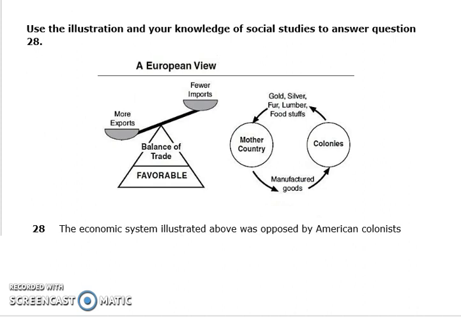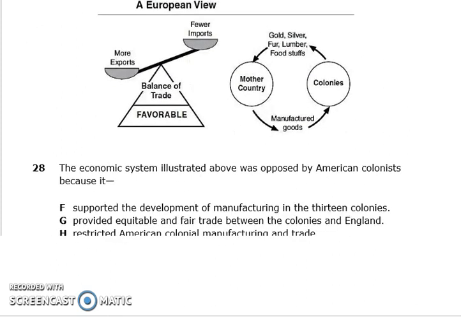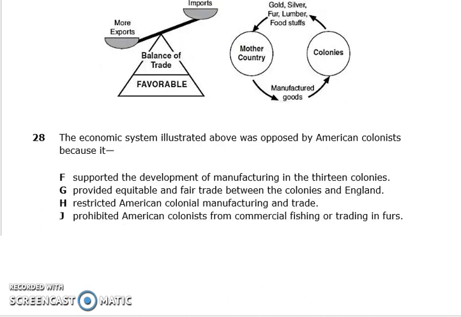Use the illustration to answer question 28. The economic system illustrated above was opposed by American colonists because it F. Supported the development of manufacturing in the 13 colonies. G. Provided equitable and fair trade between the colonies and England. H. Restricted American colonial manufacturing and trade. J. Prohibited American colonists from commercial fishing or trading in furs.